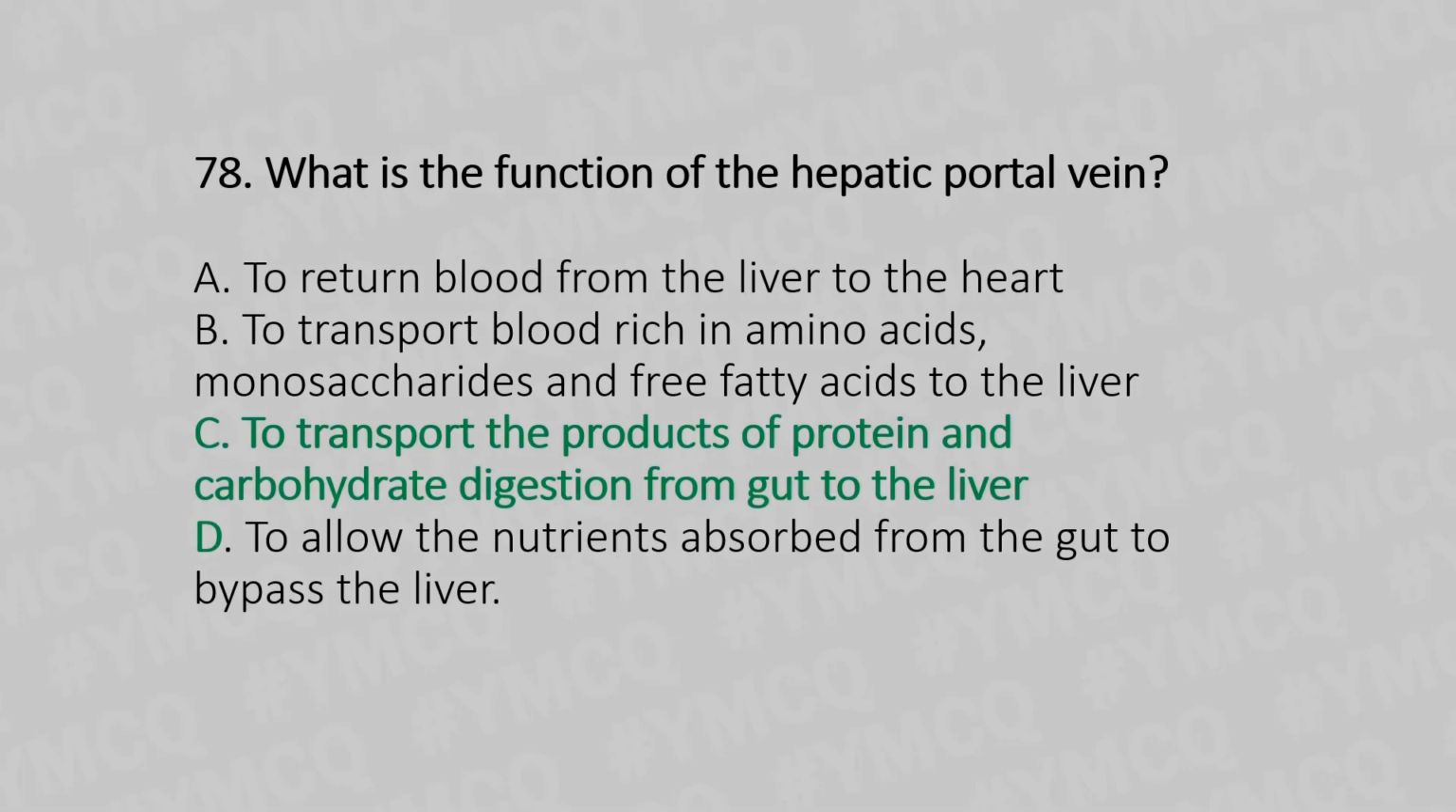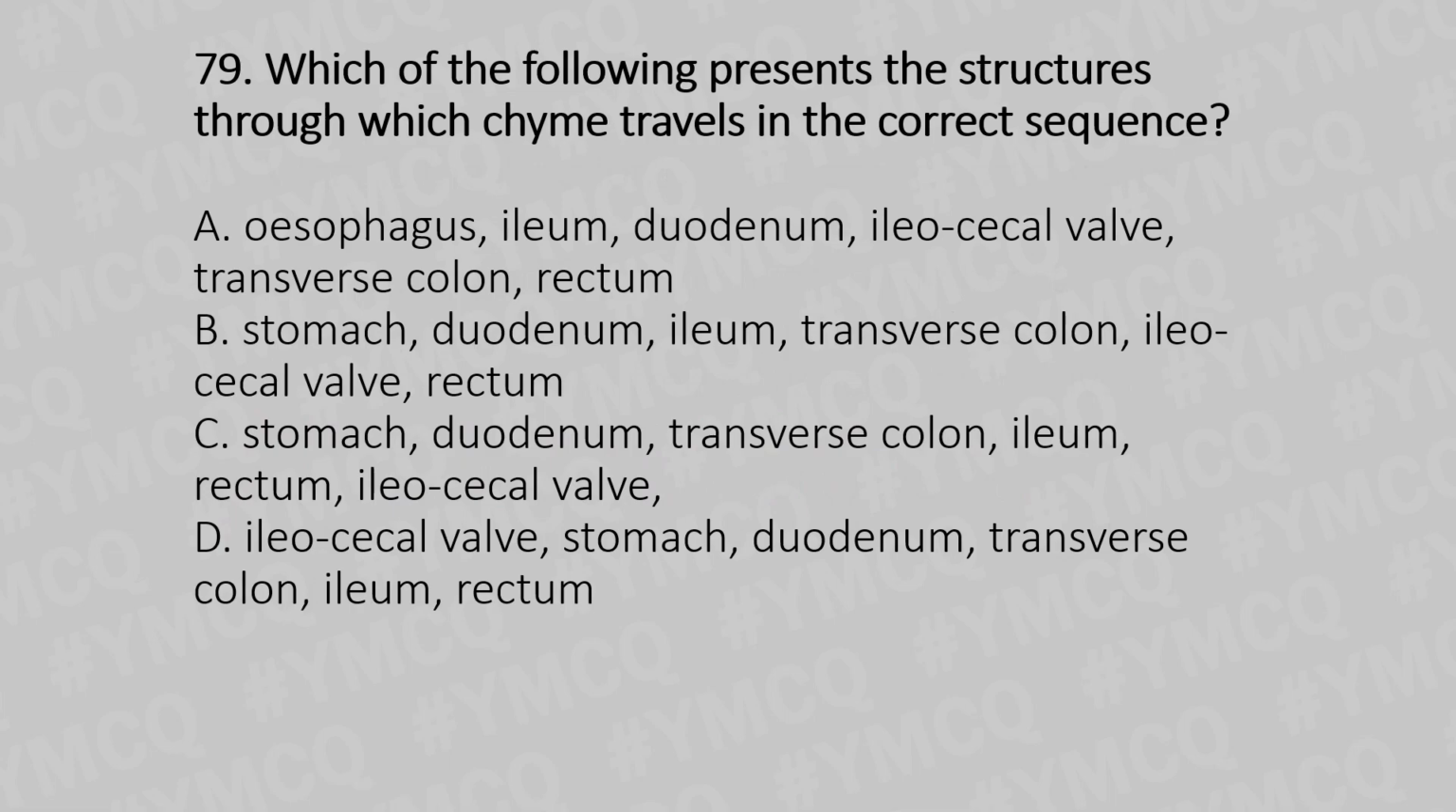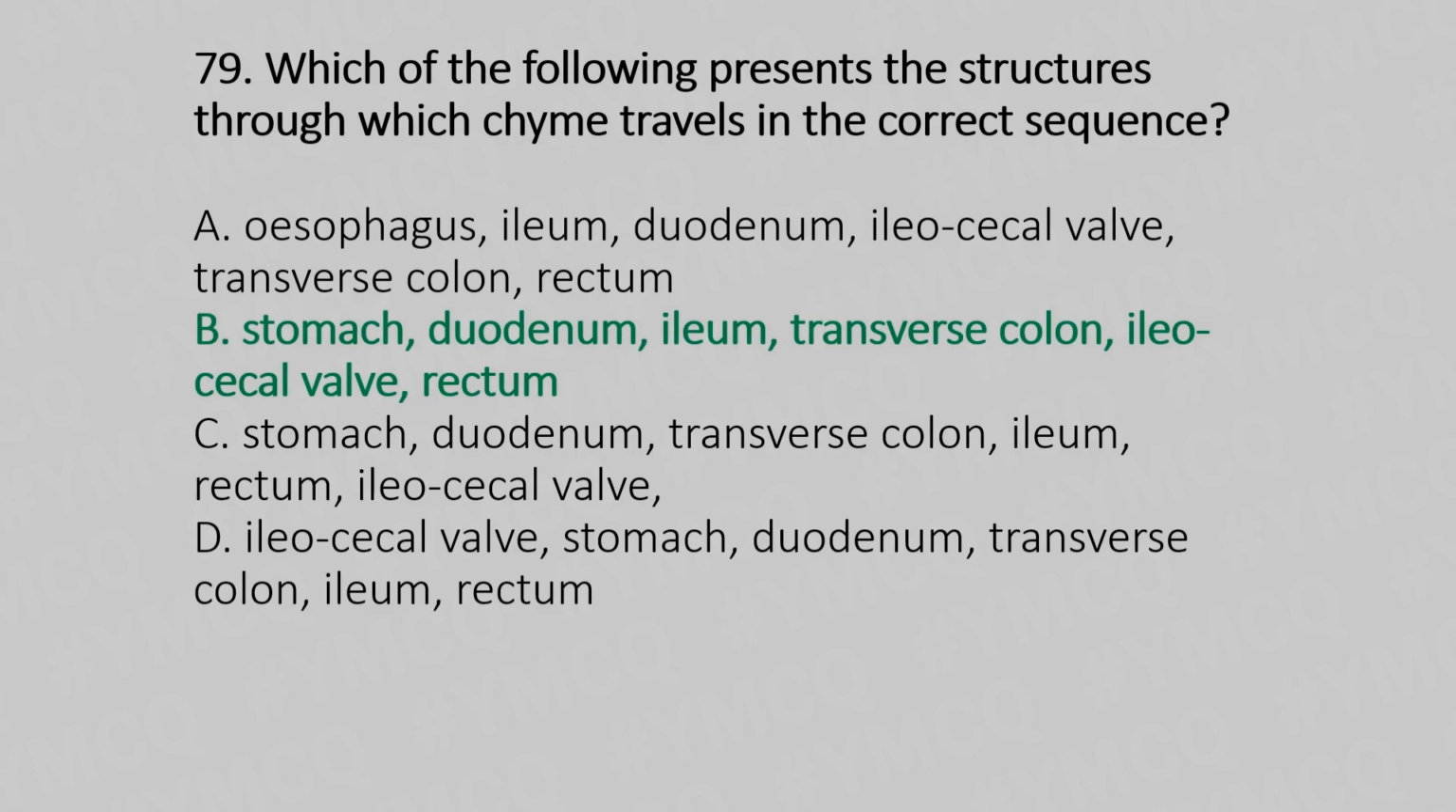Now let's move to question number 79. Which of the following presents the structures through which the chyme travels in the correct sequence? Option A. Esophagus, ileum, duodenum, ileocecal valve, transverse colon, rectum. Option B. Stomach, duodenum, ileum, transverse colon, ileocecal valve, rectum. Option C. Stomach, duodenum, transverse colon, ileum, rectum, ileocecal valve. Option D. Ileocecal valve, stomach, duodenum, transverse colon, ileum, rectum. And the answer is Option B. Stomach, duodenum, ileum, transverse colon, ileocecal valve and rectum.